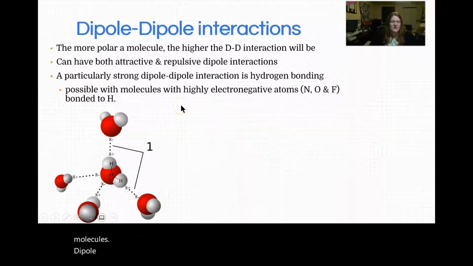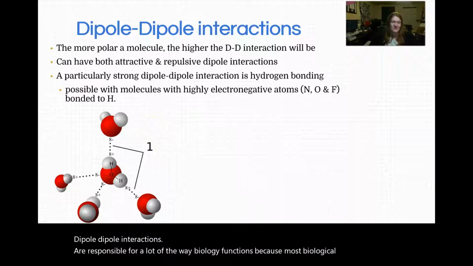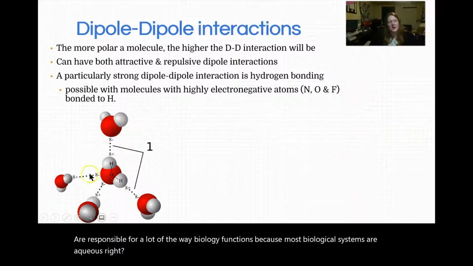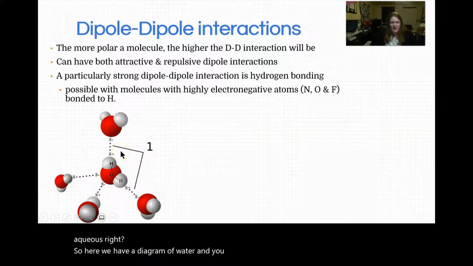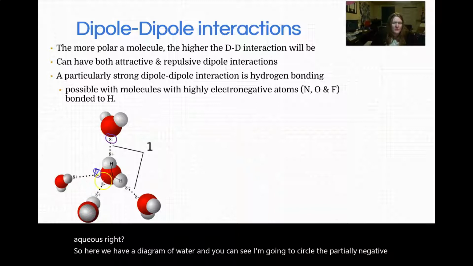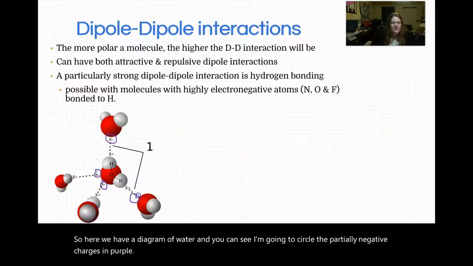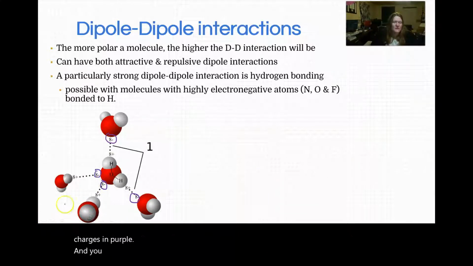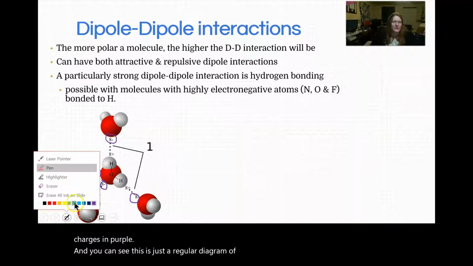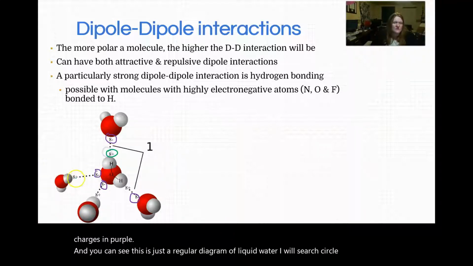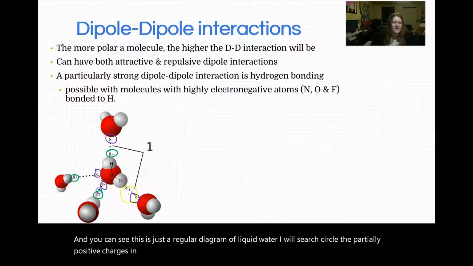Dipole-dipole interactions are responsible for a lot of the way biology functions, because most biological systems are aqueous, right? So here we have a diagram of water, and you can see, I'm going to circle the partially negative charges in purple. And you can see this is just a regular diagram of liquid water. I will circle the partially positive charges in green. And they always match up to each other. A positive and a negative are always matched together. That's what this dotted line is showing.